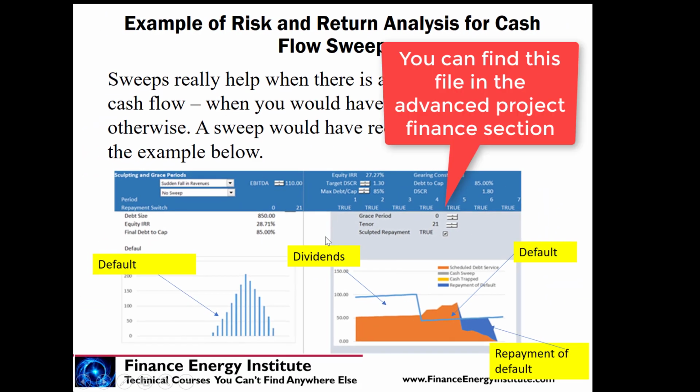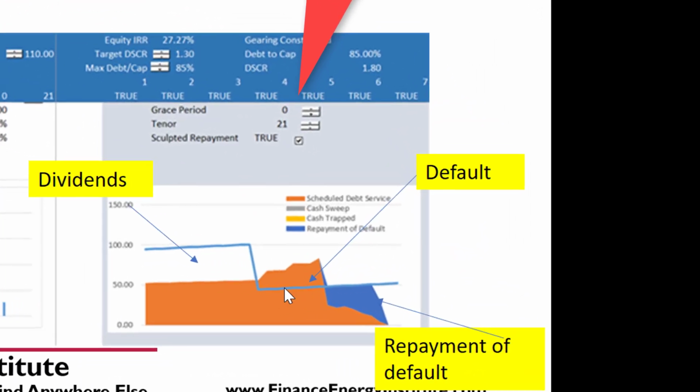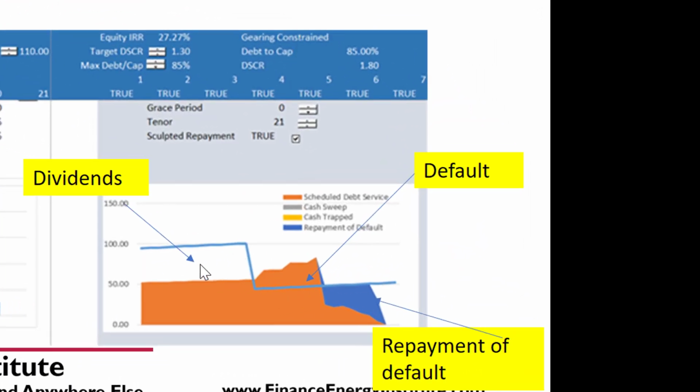Here's my diagram of 2008. Here's the cash flow. It declines. If we allow dividends here instead of prepaying the debt, and it declines to below the debt service, the default is going up because we've defaulted. We've got to repay interest on the default. So this is why the default's getting bigger. Now, hopefully, at the end, if you've got a tail, you can repay the default.